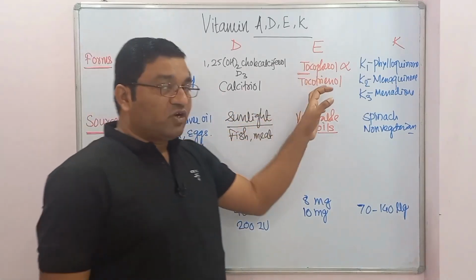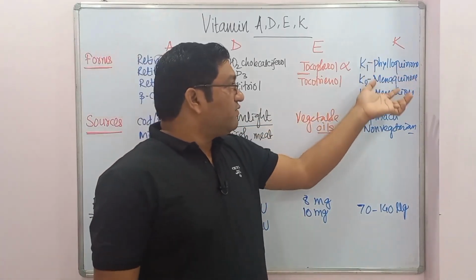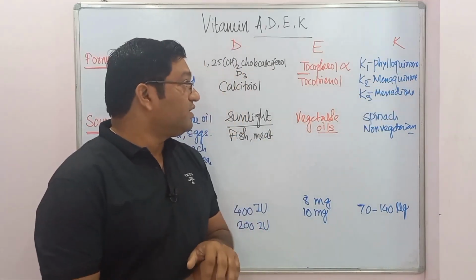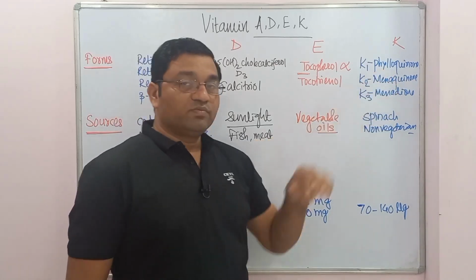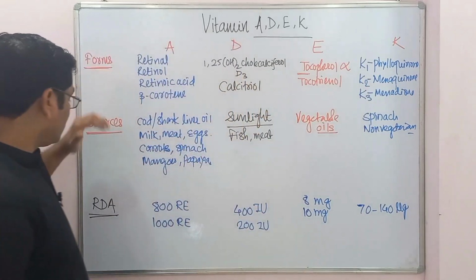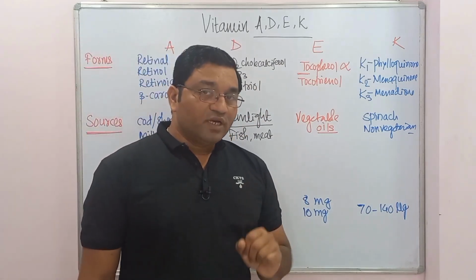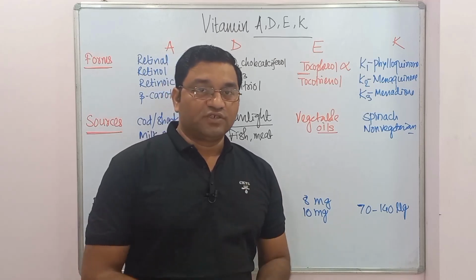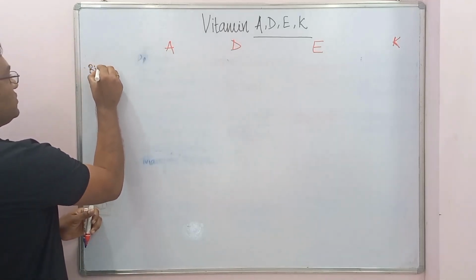While alpha tocopherol is the most active form of vitamin E, K1 and K2, phylloquinone and menaquinone, are the naturally occurring forms of vitamin K. K1 is present in vegetable sources, while K2 is present in food of animal origin. So this is about the form, sources and RDA of these vitamins. Now coming to the biochemical functions and the deficiency manifestations.